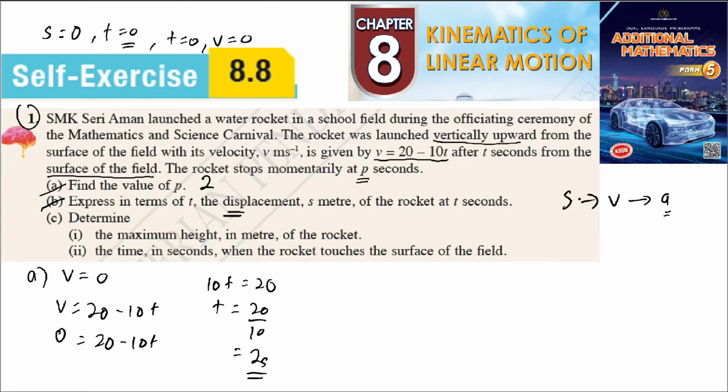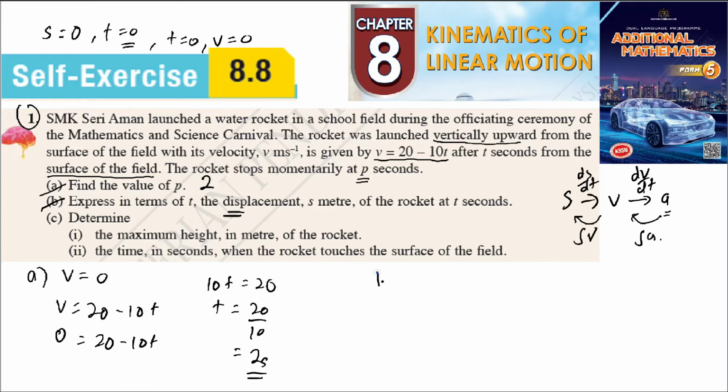Going to the right, this one is differentiation. So S differentiated over dt gives V, and V over dt gives A. In this case, V is given. So to get S, going the other way around, it is integration of V. Integration of V gives you S, and integration of A gives you V. If you can remember this, it will be easy for you to solve this chapter.